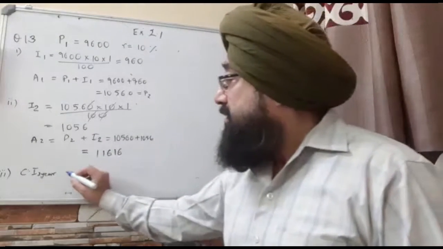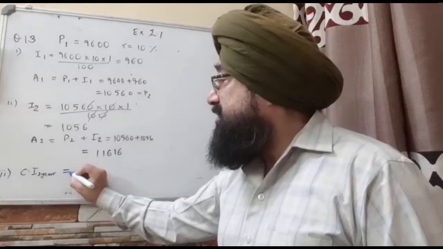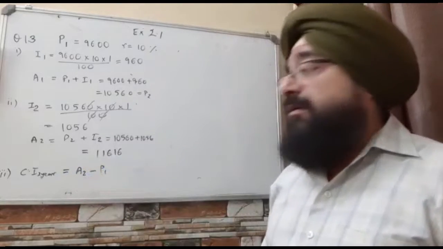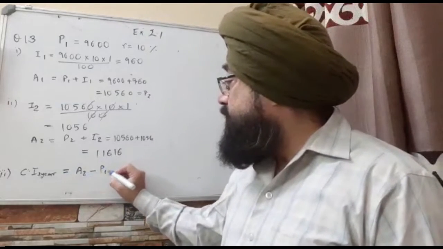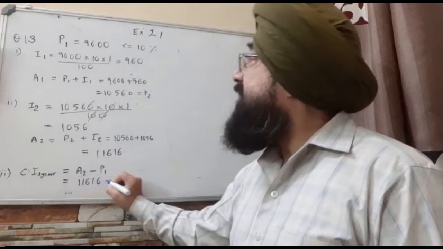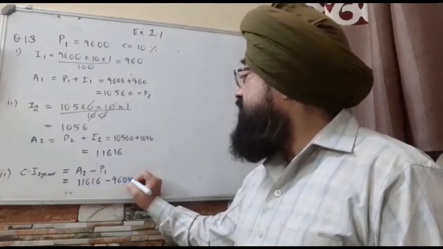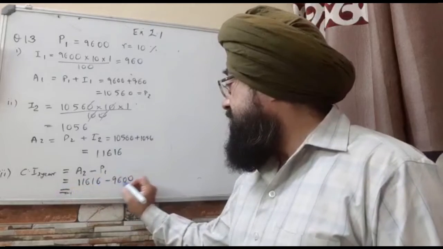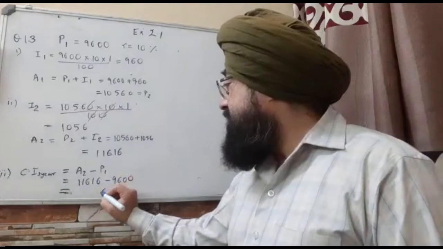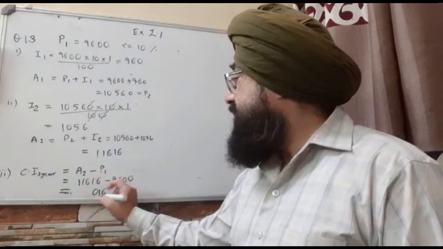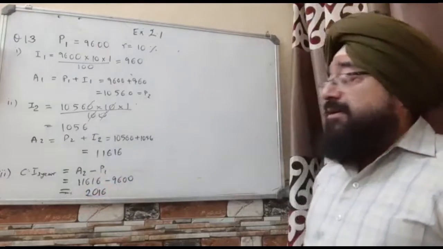That is, compound interest for 2 years is nothing but the final amount minus the initial principal, and that is equal to 11616 minus 9600, and that comes out to be, you can calculate, 6 minus 0 is 6, 1 minus 0 is 1, 6 minus 6 is 0, 11 minus 9 is 2. So 2016.